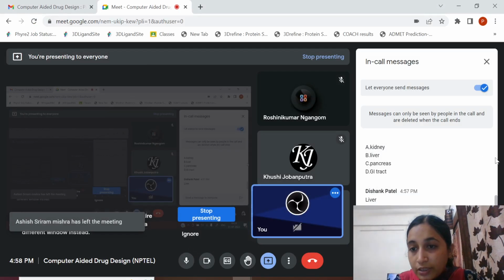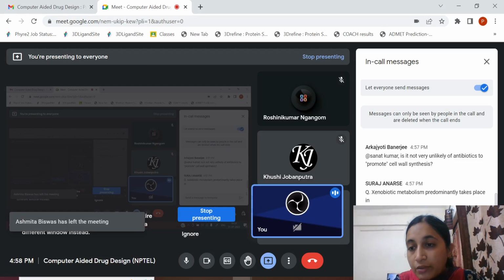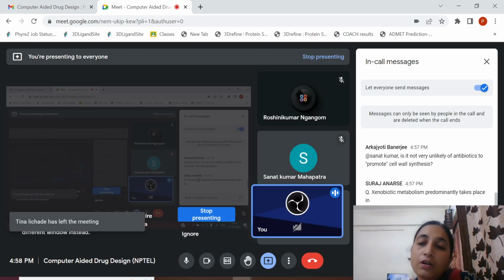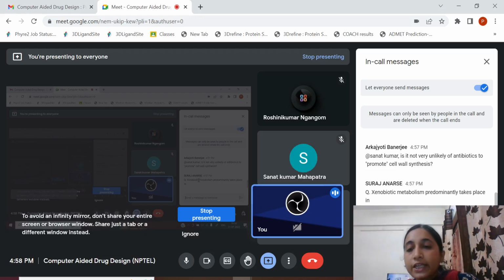Your liver, kidney, pancreas. Xenobiotic metabolism takes place in the liver. Xenobiotics means drugs, compounds which are taken from outside.